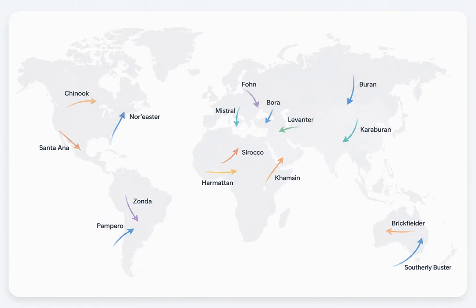This global map beautifully summarizes the complex network of local winds we've discussed. You can see how geography dictates these patterns, from the hot Chinooks and Zondas descending mountain ranges, to the dusty Sirocco and Harmattan blowing out of the Sahara, to the freezing Mistral and Bora funneling into the Mediterranean.